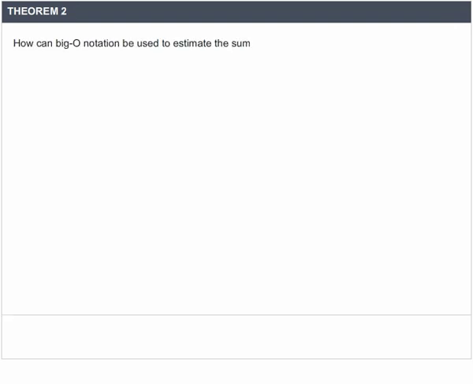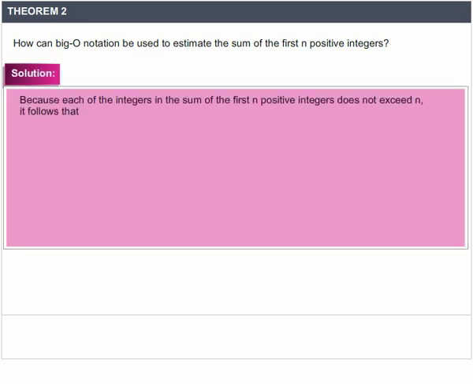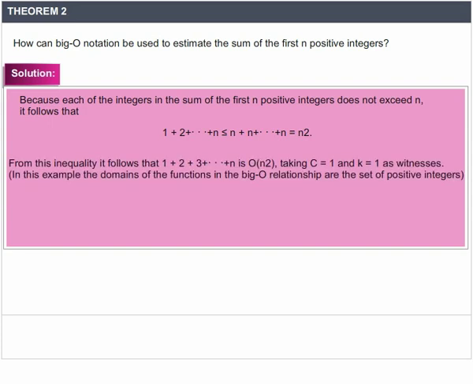How can big O notation be used to estimate the sum of the first n positive integers? Solution. Because each of the integers in the sum of the first n positive integers does not exceed n, it follows that 1 plus 2 plus etc. plus n is less than or equal to n plus n plus etc. plus n, which equals n^2. From this inequality, it follows that 1 plus 2 plus 3 plus etc. plus n is order of n^2, with C equal to 1 and k equal to 1 as witnesses.